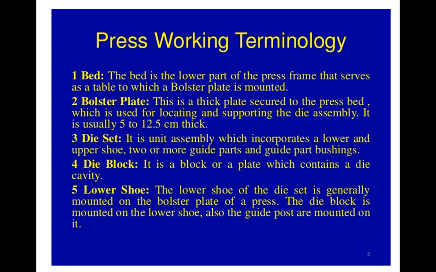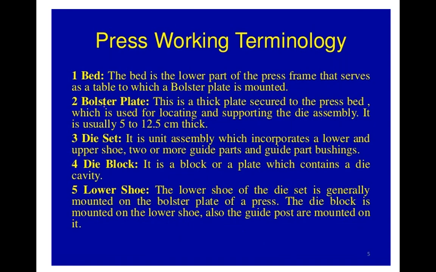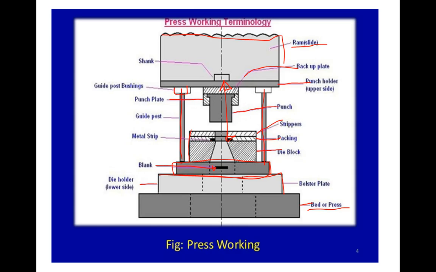The bed is the lower part of the press frame that serves as the table to which a bolster plate is mounted. If you look, this is the bed. On this, the bolster plate is mounted. The bolster plate is a thick plate secured to the press bed, used for locating and supporting the die assembly. It is usually 5 to 12.5 centimeters thick. This bolster plate will hold the whole die assembly.